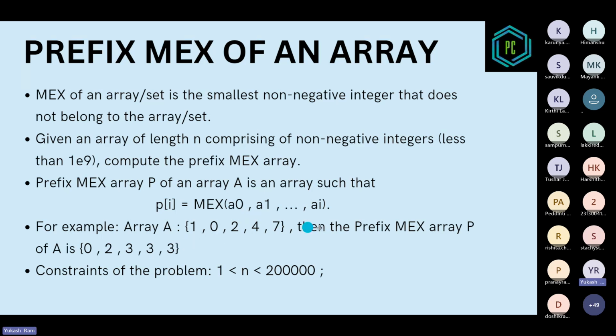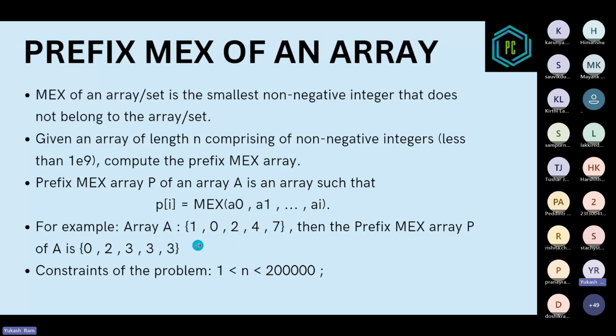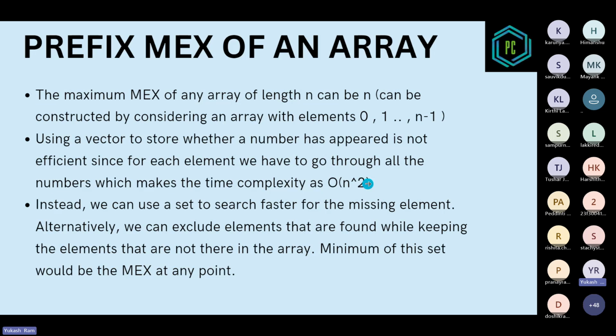So in this way, you can compute the prefix mex array faster, because to erase an element, the time complexity is O of log n. So that makes it faster. The overall time complexity in total will be n log n. So this is much faster.